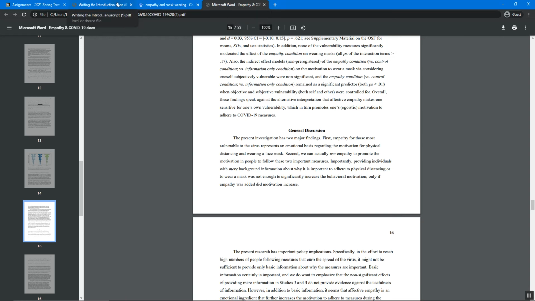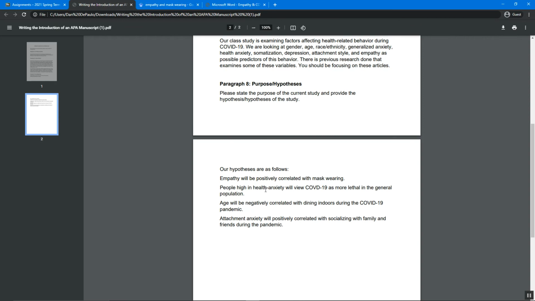We looked at empathy. Another hypothesis is health anxiety. You can look at health anxiety and COVID-19. There's tons and tons of research on this now because the whole world is interested in this problem. Not just me, the whole world.